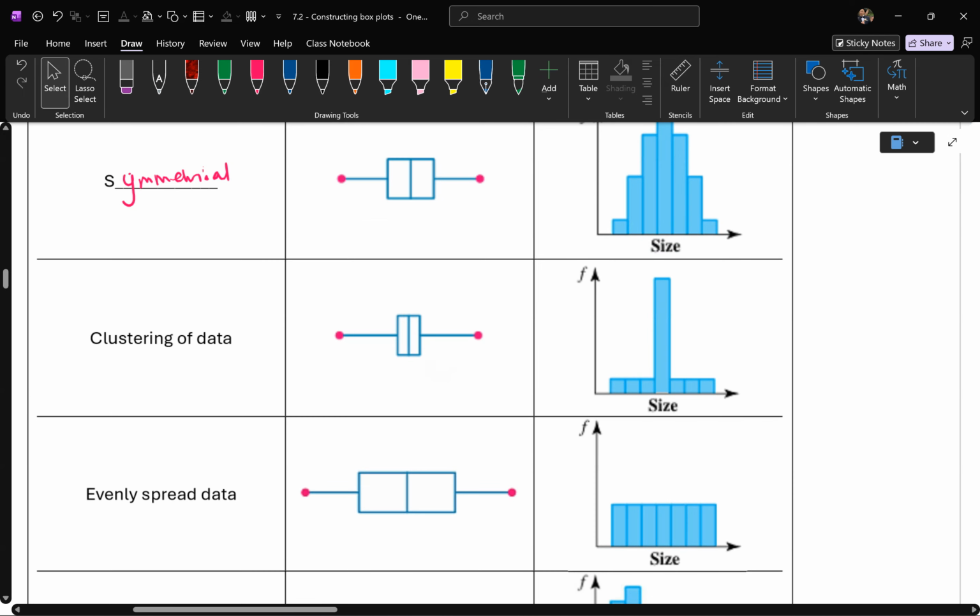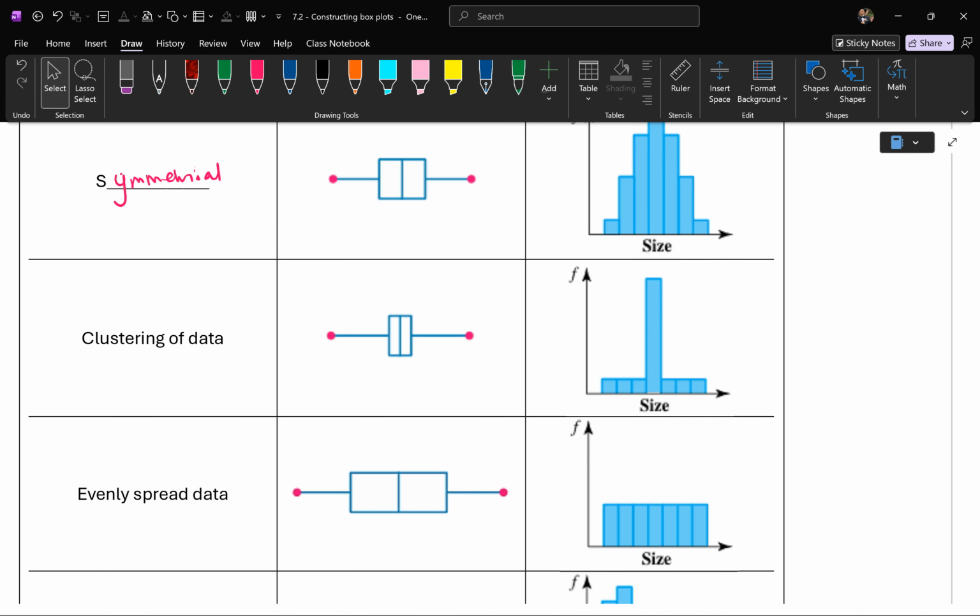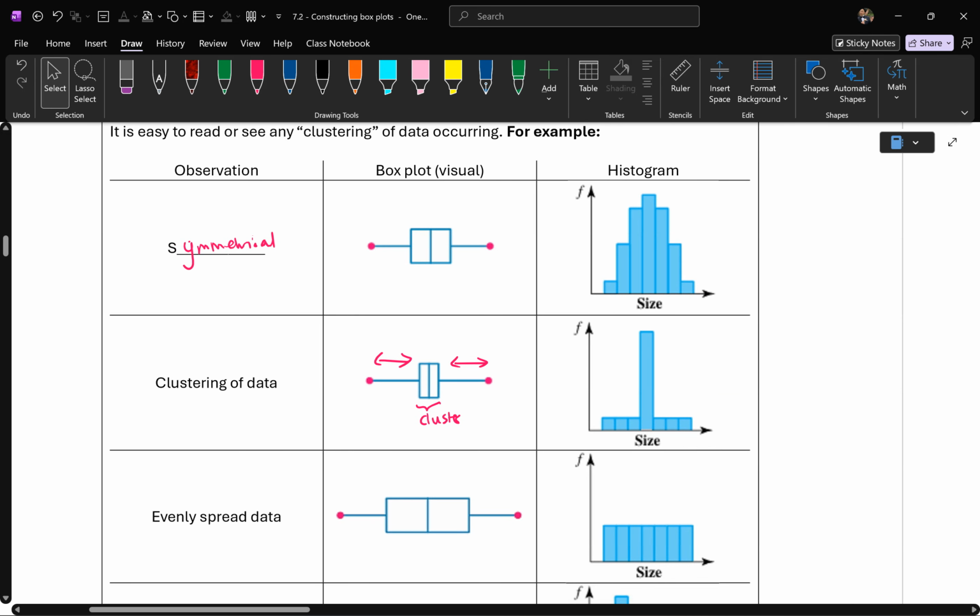You notice that this one, the whiskers are much longer than the interquartile range. This is implying there's a cluster. It means a lot of people are getting the same scores within a small, narrow region. So this is called a cluster. So we can see the whiskers are much longer than what we expect. So we say clustering of data. This is what it looks like. It means a lot of the data seems to be on one spot, not evenly distributed like the histogram here.